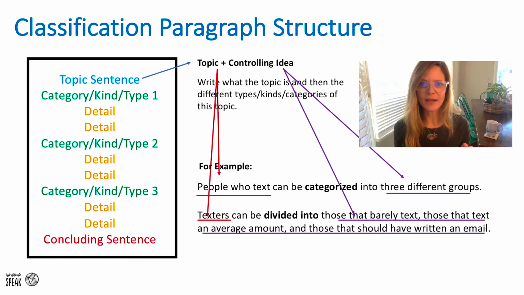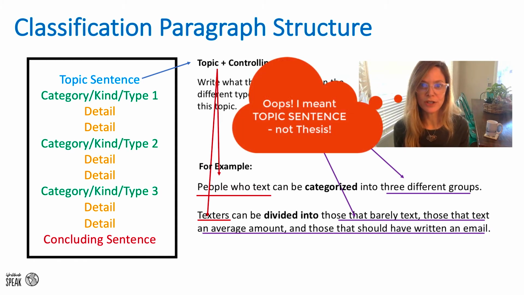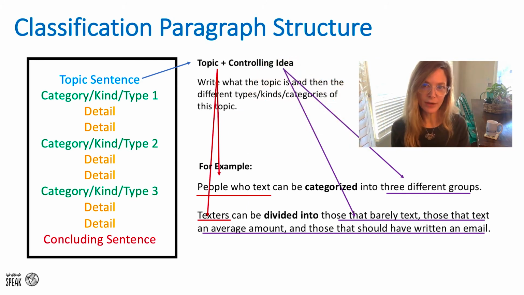Also, let me add that I have three words in boldface in that darker print. In the first topic sentence example, it's the word categorized. That's specific language that you want to use in a classification paragraph. And then in the second topic sentence example, I use the phrase divided into. So that's another phrase you can use, more words that are specific to writing a classification paragraph or essay. So you might want to just make a little note of that.